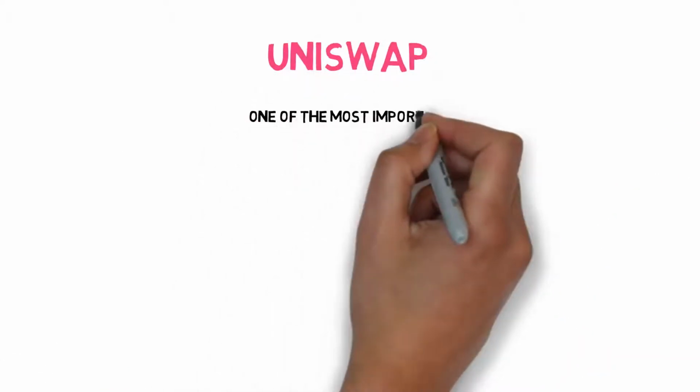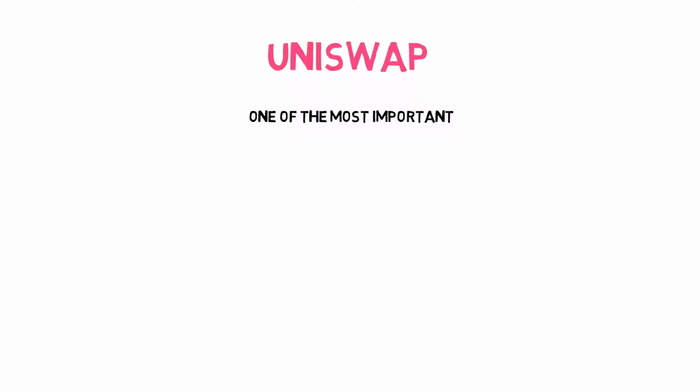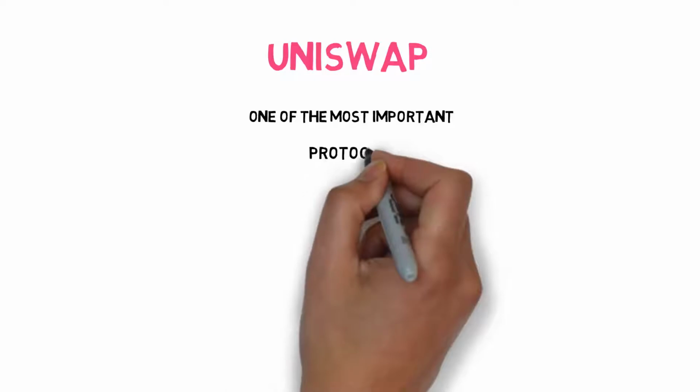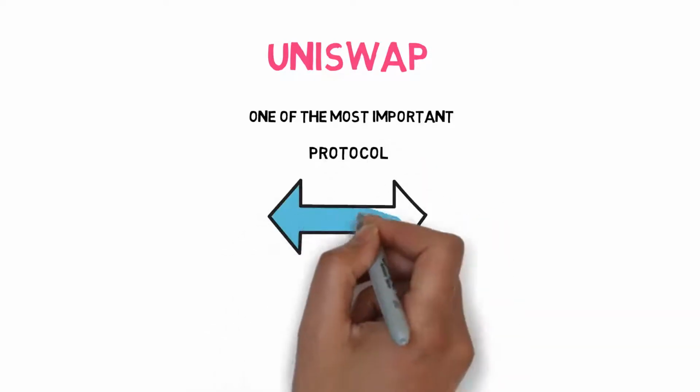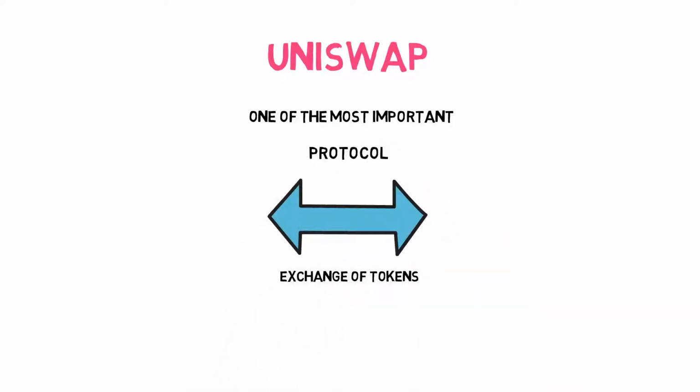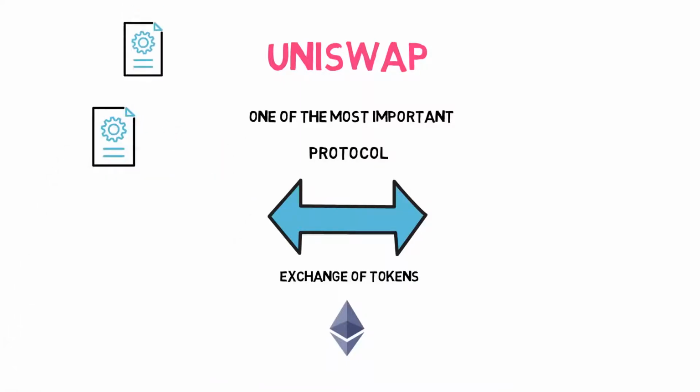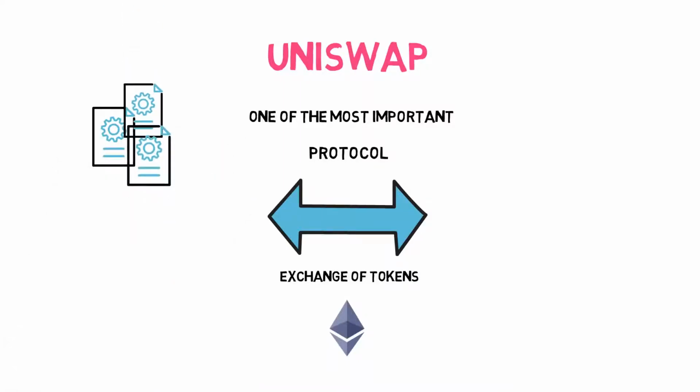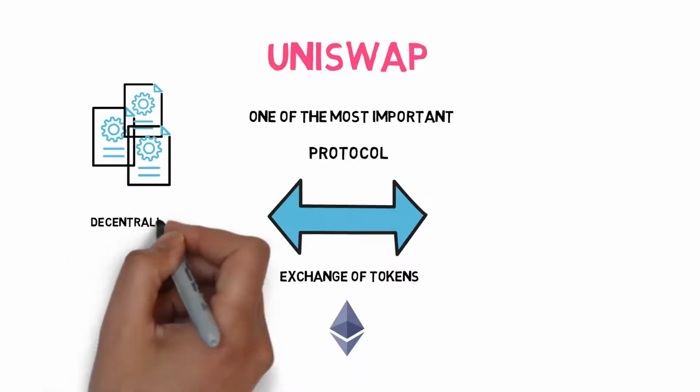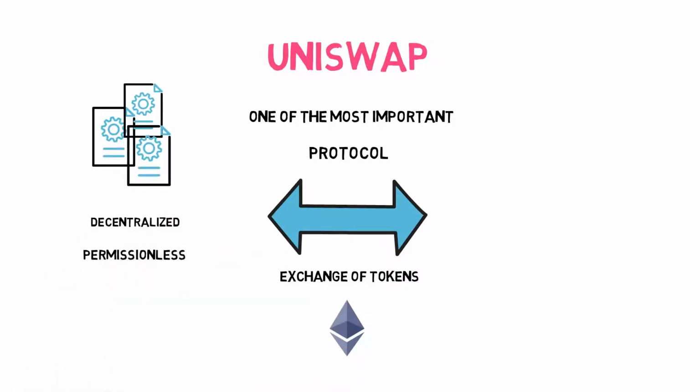Uniswap is clearly one of the most important and most discussed projects in the DeFi space. At its core, Uniswap is a protocol for decentralized exchange of tokens on the Ethereum blockchain. The Uniswap protocol is deployed as a set of smart contracts, and it's completely decentralized, permissionless, and censorship-resistant.